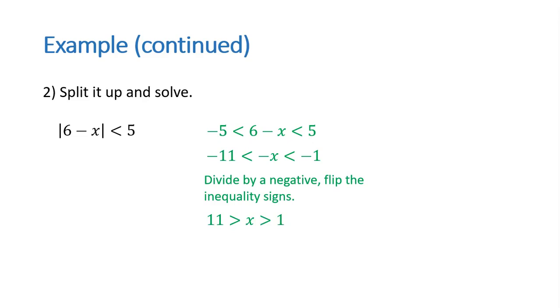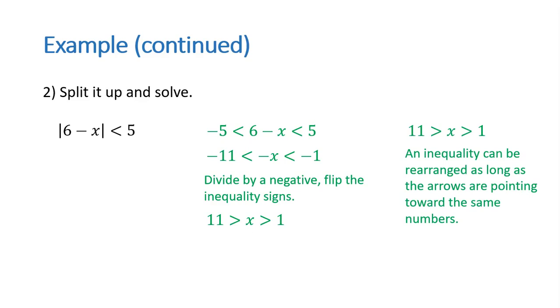So x is by itself, but we have a little bit of a problem. This is not an easy way to write a solution. Typically, you want your smallest number on the left, your largest number on the right. Well, there's a trick here. An inequality can be rearranged as long as the arrows are pointing toward the same numbers. So we want our smaller number on the left, our larger number on the right. We can do this as long as the inequality signs are pointing towards the same number.